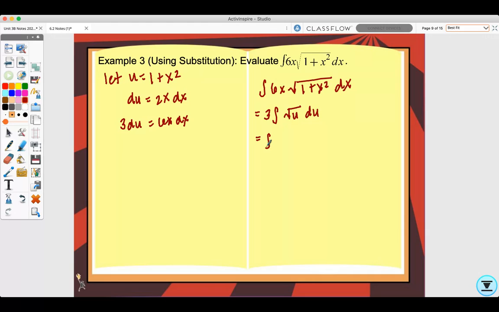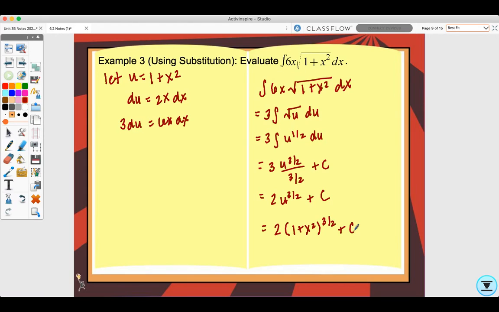Now, we want to write that square root as an exponent. So now I can use my power rule, and I would add 1 to the exponent to get 3/2, divide by that new exponent of 3/2, and plus c when I take my antiderivative. Dividing by a fraction is the same as multiplying by a reciprocal, so 3 times 2/3 would just be 2, u to the 3/2 plus c. And then we need to replace u with what we let it equal, so this would be 2 times (1 plus x squared) to the 3/2 plus c.